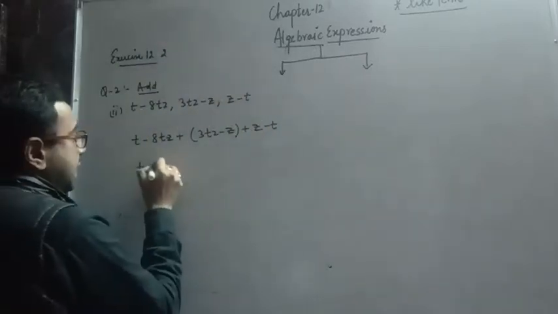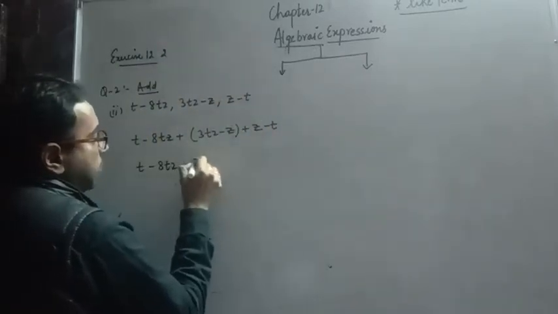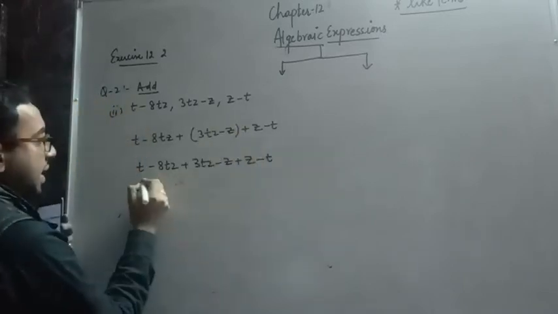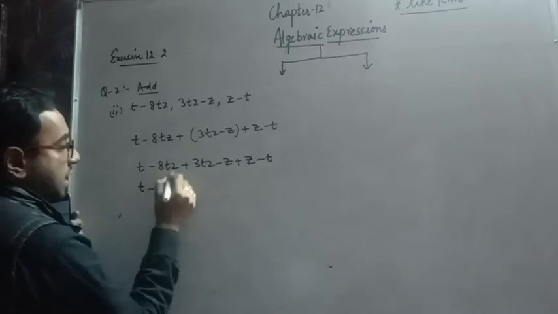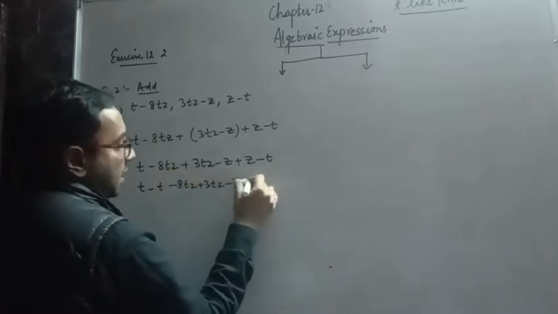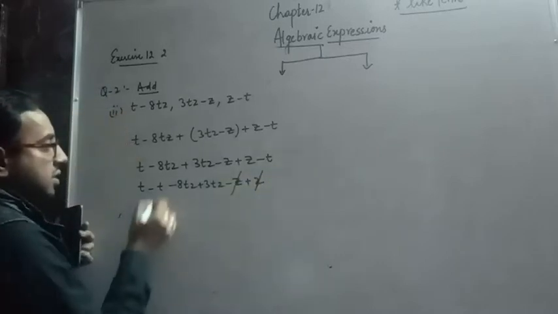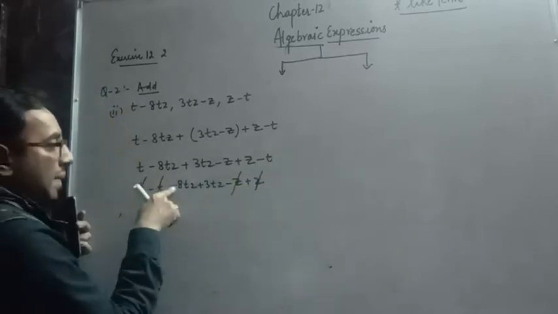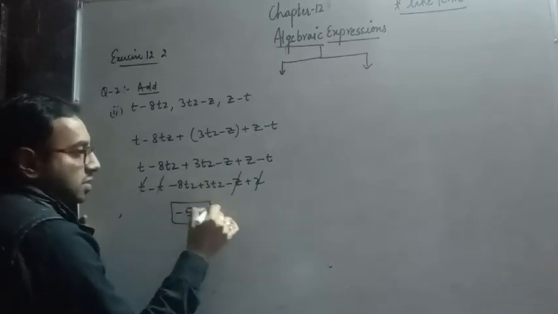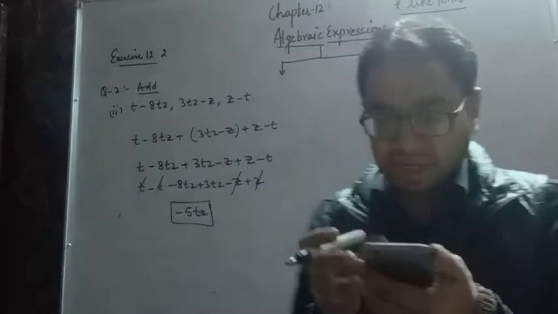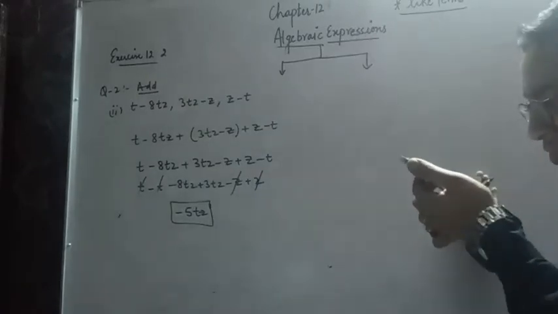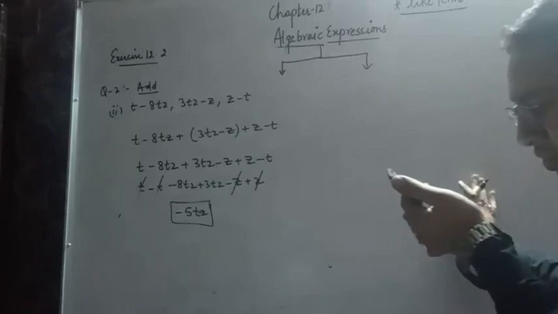So directly t, bring the like terms to one side. t minus t, 8tz plus 3tz, z plus z. Plus z minus z cancel, plus t minus t cancel, minus 8 plus 3, that is minus 5tz is your answer. Very simple. Clear? Any doubt? Let me do the rest of the questions so you can do it. That's very easy. Means there is no problem.